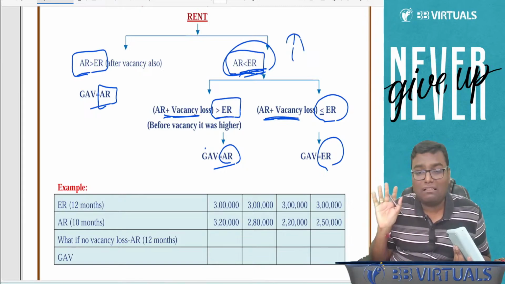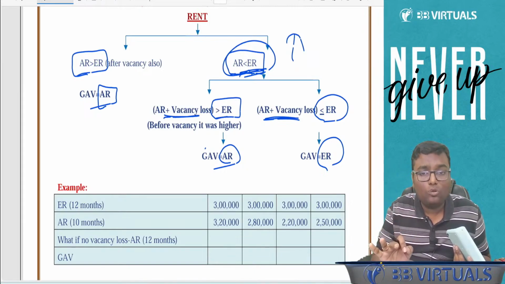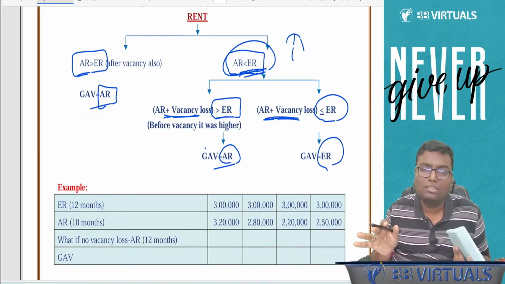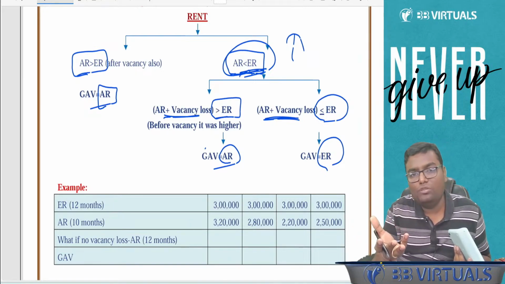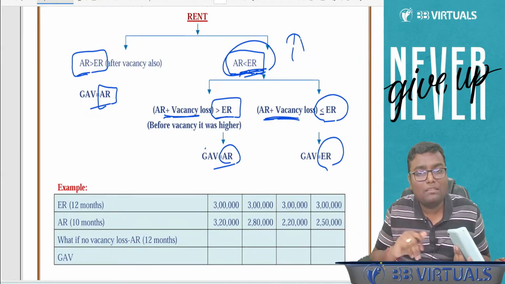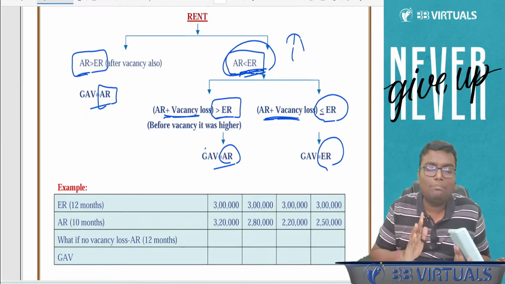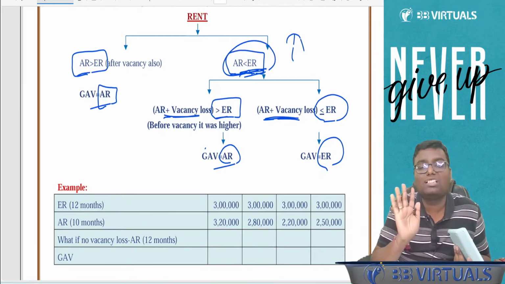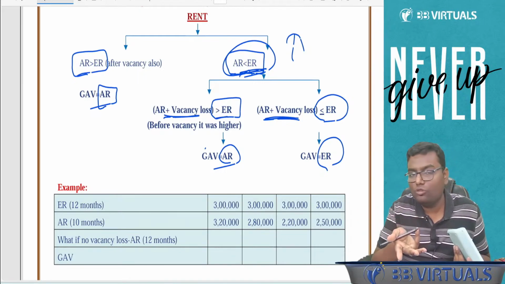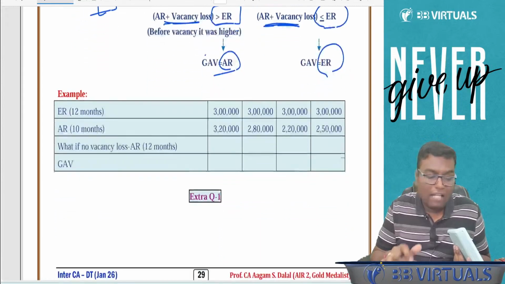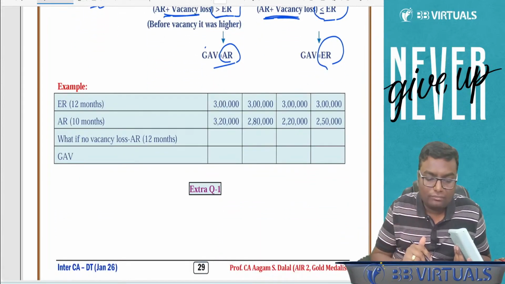See, all this comes in real life only when the income tax officer has a doubt. Otherwise, yesterday only I told you that in real life, generally actual rent becomes gross annual value. All these things come into the picture when government has a doubt on your GAV. In the exam, we have to do this compulsorily. I have written some 4 examples over here.